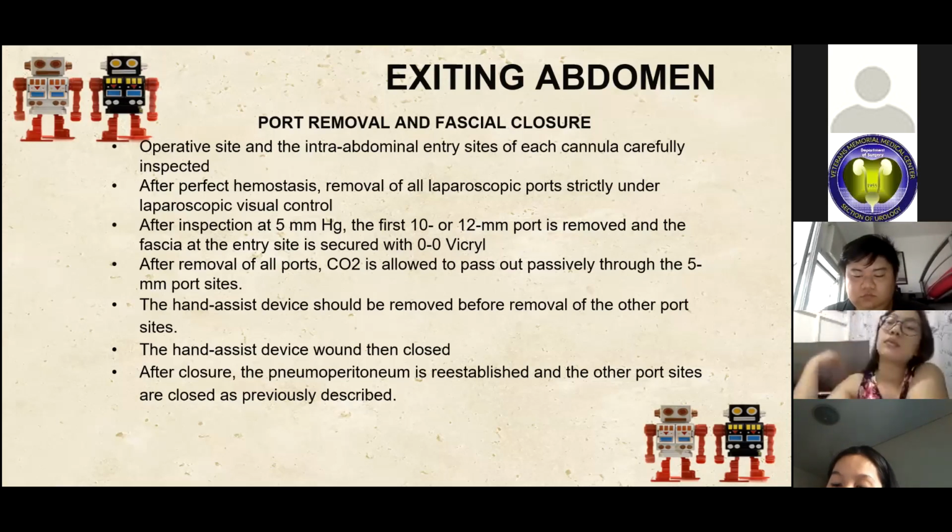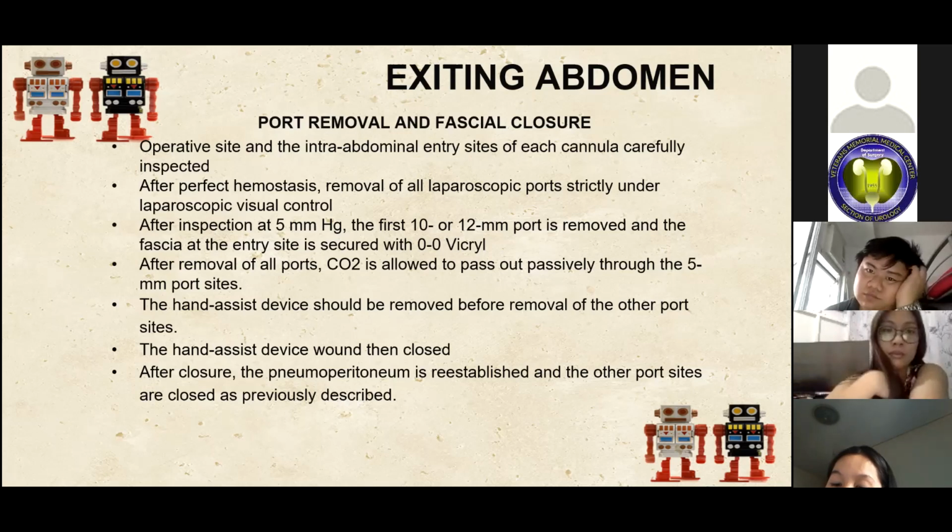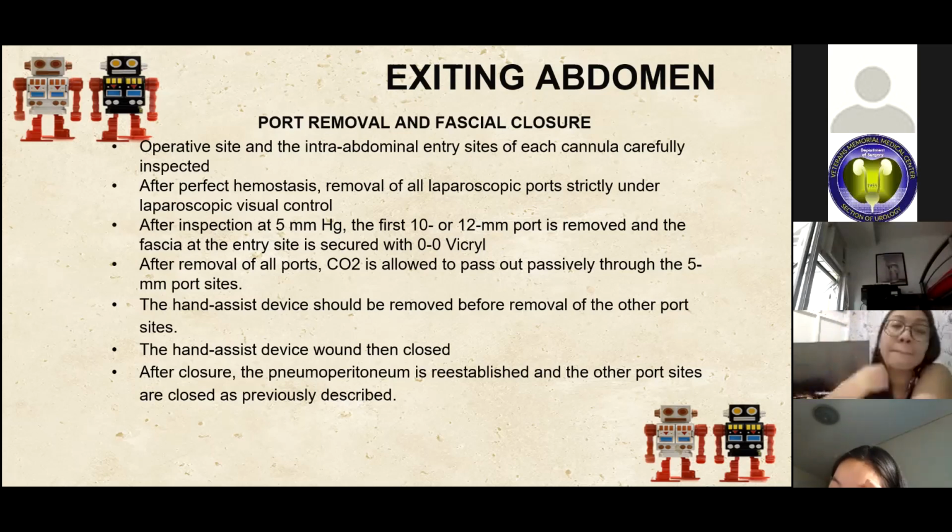And the hand assist device should be removed before removal of the other port sites. The hand assist device wound is then closed as one would typically close the abdominal wound. After closure, the pneumoperitoneum is re-established and the other port sites are closed as previously described.